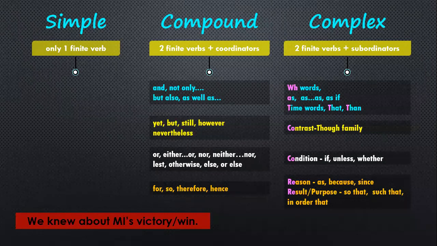Okay, but before that, let's get on to the sentence. We knew about MI's victory. Now in this case, knew is the only finite verb. Why? Because we is the subject. But we do not have any other finite verb which has a subject.